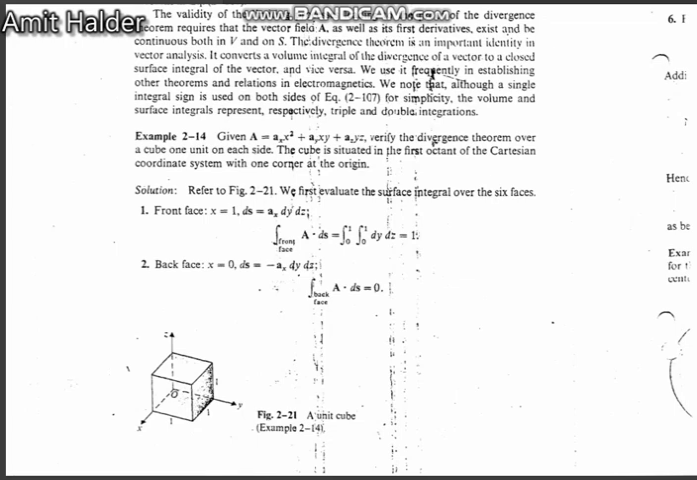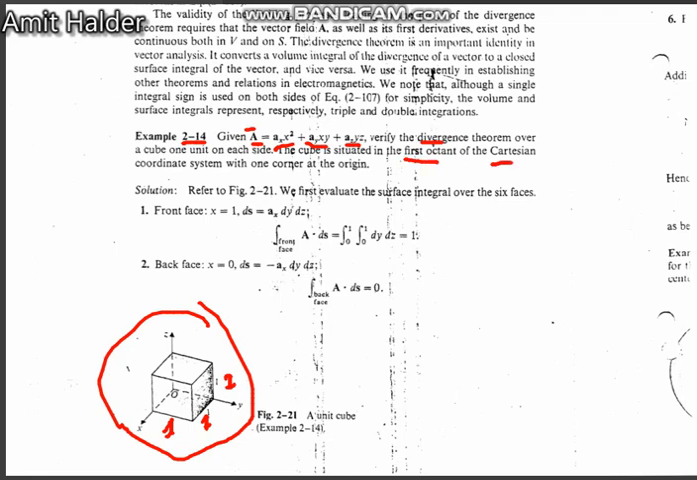That is the math of verification of the divergence theorem. Given A = a_x x square + a_y xy + a_z yz. This is the vector. We have to verify the divergence theorem over a cube, and each side is measured as 1. Cube is known as all the sides are equal. The cube is situated in the first octant of the Cartesian coordinate system, that means all are positive. Okay, first quadrant.